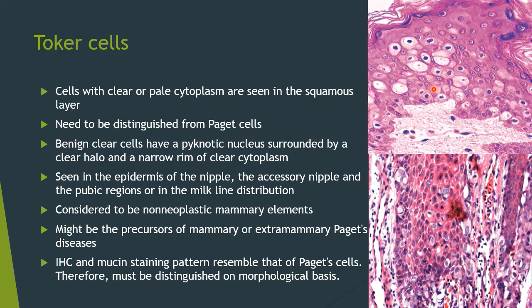Morphologically, these cells need to be differentiated from the Paget cells because even the histochemical expression and mucin staining patterns are the same as in Paget cells. In Paget cells, the nuclear atypia is much more in respect to the Toker cells. The cells have an irregular hyperchromatic nucleus with prominent nucleoli. Mitotic activity is also seen in the case of Paget disease or Paget cells, which is not present in the Toker cells.